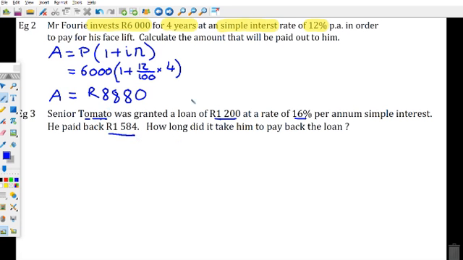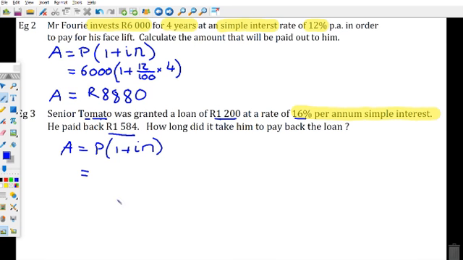So, look, what's the key word here? What's my key in the question? 16% simple interest. So we know it is the formula we've been using. A is equal to P 1 plus I N. Write out your formula. Then we can say here that A is equal to, how much did he pay back? So he took a loan of 1,200. The 1,200, is that my A, my P, my N, or my R?